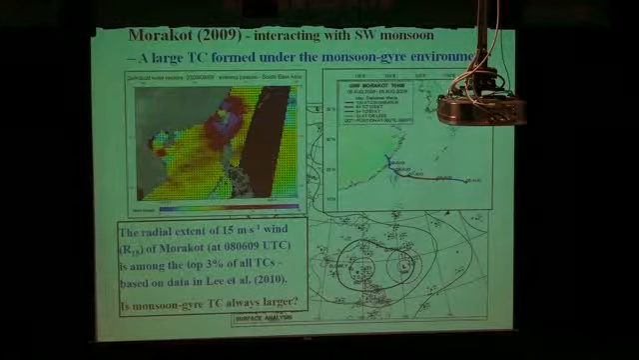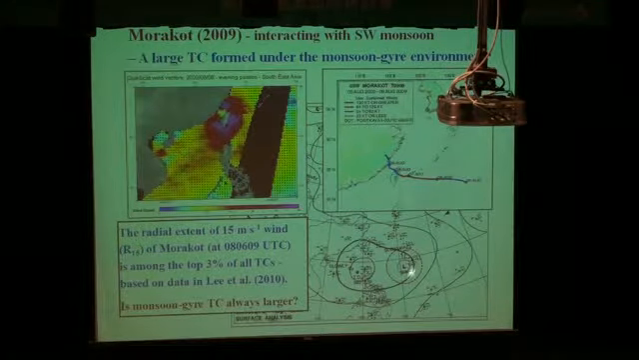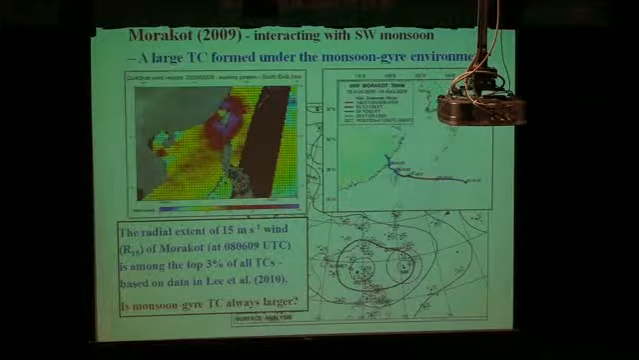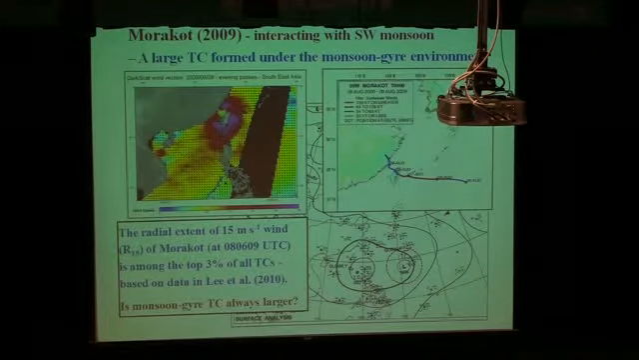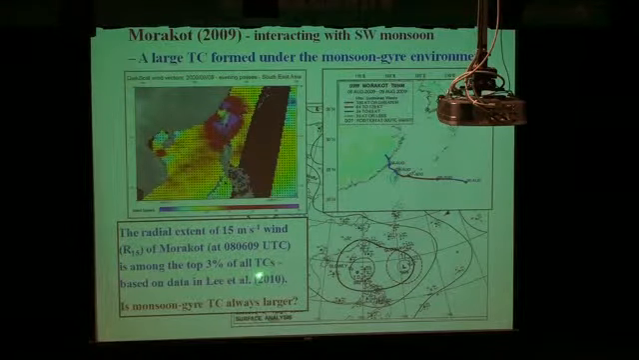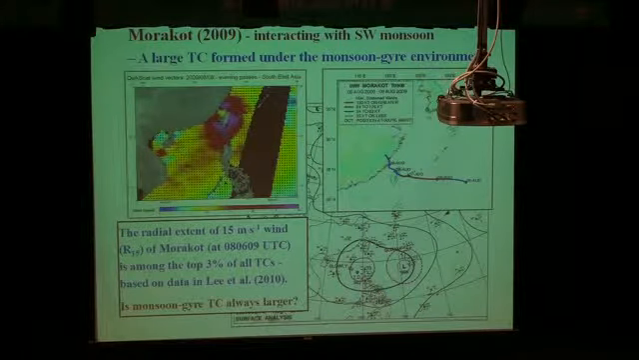And then it goes to our hero here, Typhoon Morakot. We all know that Typhoon Morakot was interacting with the southwest monsoon. We all know this, and we all know that Huang Qiu mentioned that it formed under the monsoon environment last year. So we used the QuikSCAT wind data to compute the 15 meter per second wind radius. It turned out to be among the top 3% of all TCs in the data, which in a paper by Ross and me, we were very impressed.